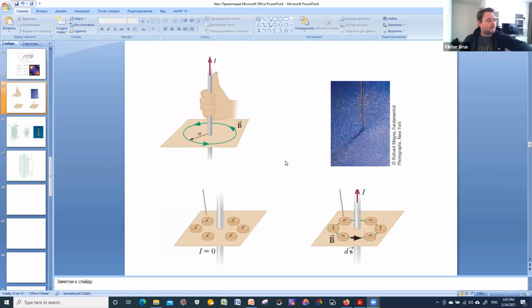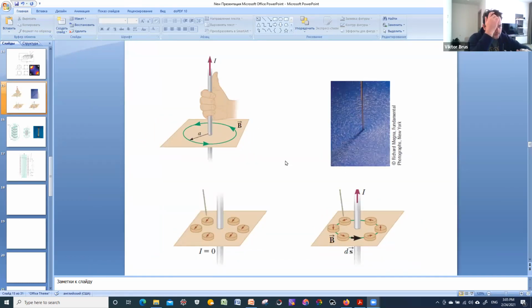Okay, so let us, maybe first I share my screen to show some figures.